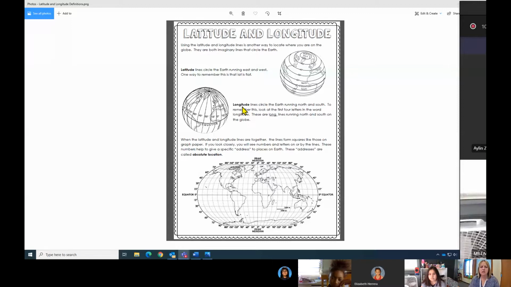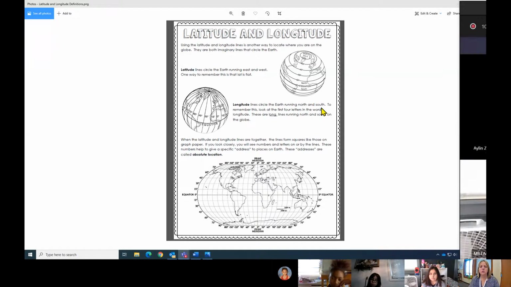And then longitude. Longitude lines circle the Earth running north and south, so they touch the North Pole and South Pole. To remember this, look at the first four letters in the word longitude, and they say the word long. These are long lines running north and south on the globe. So these are longitude or long lines, and then these are latitude. They go east to west all the way around the Earth.